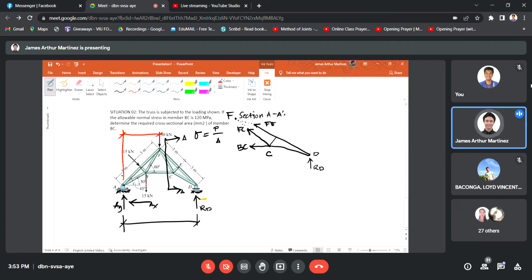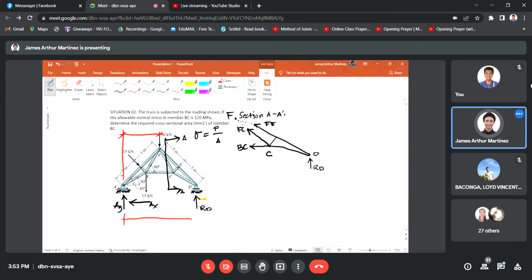And also, okay, so the 15 kilonewton has no moment arm, and the 30 kilonewton has no moment arm. We are about to find out how much their moment arm is with respect to point A.